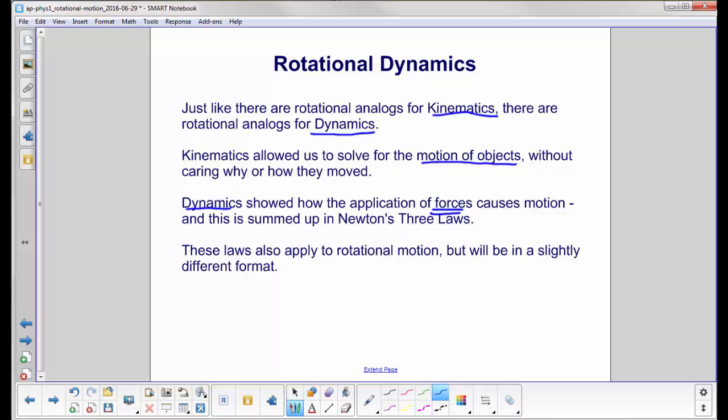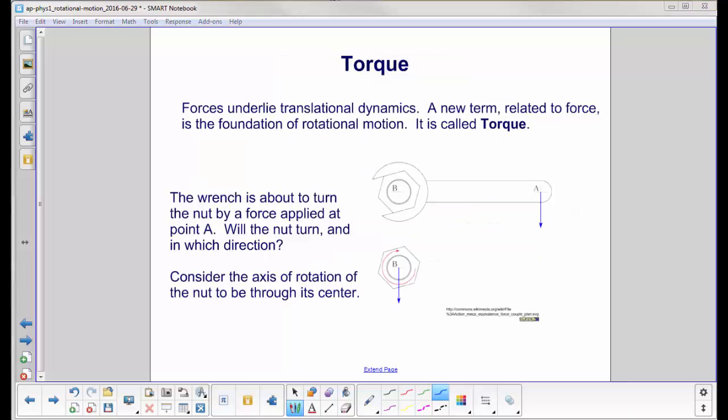Dynamics is all about forces and how they cause motion. These are summed up in Newton's 3 laws. These laws also apply to rotational motion, but will be in a slightly different format. Forces underlie translational dynamics. A new term related to force is the foundation of rotational motion.